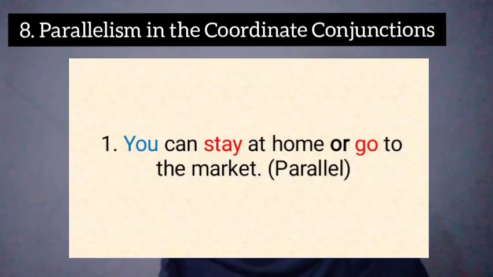The example is, you can stay at home or go to the market. Stay and go are the same because stay and go are verbs. And then at home and the market are like nouns. Or is a coordinate conjunction. So this is parallelism.